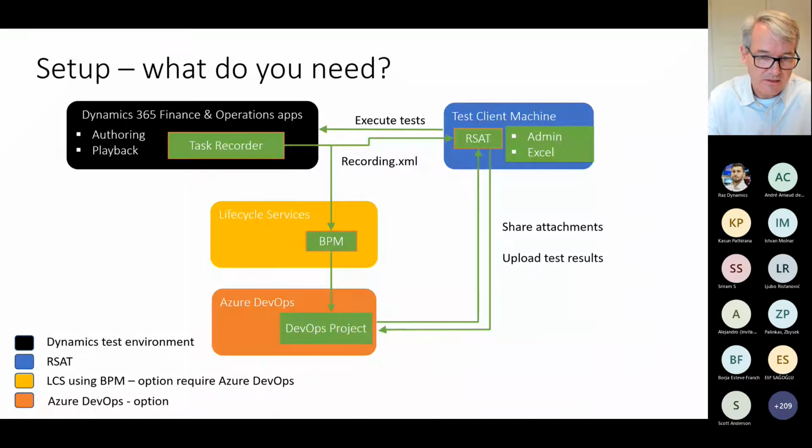Both LCS and Azure DevOps are options. You can just make do with your test environment and a client machine where you install RSAT. And by the way, a client machine can easily be just your end user's laptop where they install the application. It's not a heavy application, so that is certainly a doable type of usage.